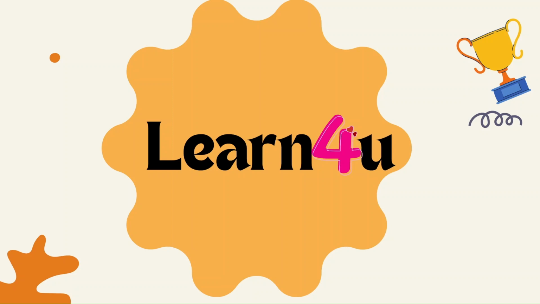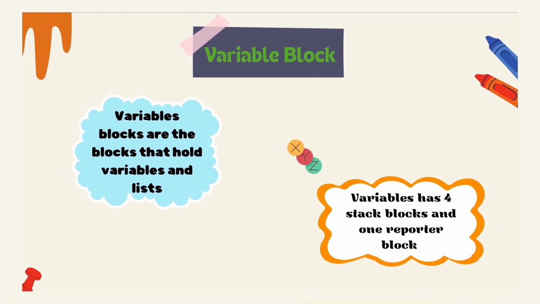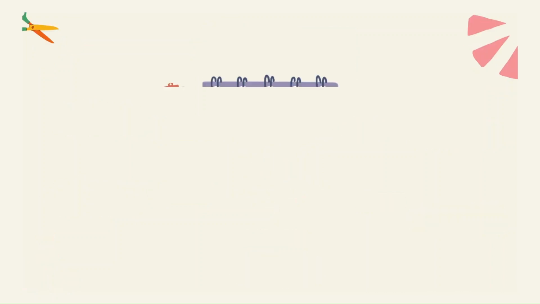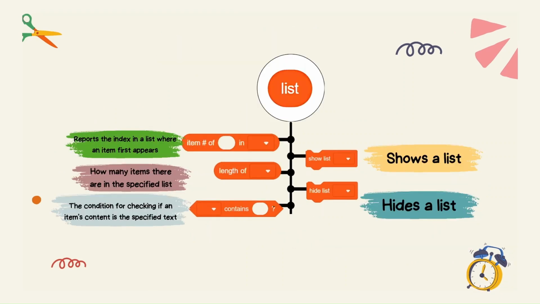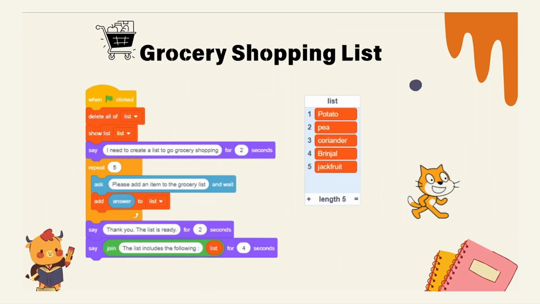We have learned about different blocks and practiced a lot about them, right? Now, let's have a recap so that we can recall what we did in our previous video. We talked about different variable blocks and then list blocks. We showed different options of it and how they work. We also created a list, a grocery shopping list, and saw how we can add on different items.